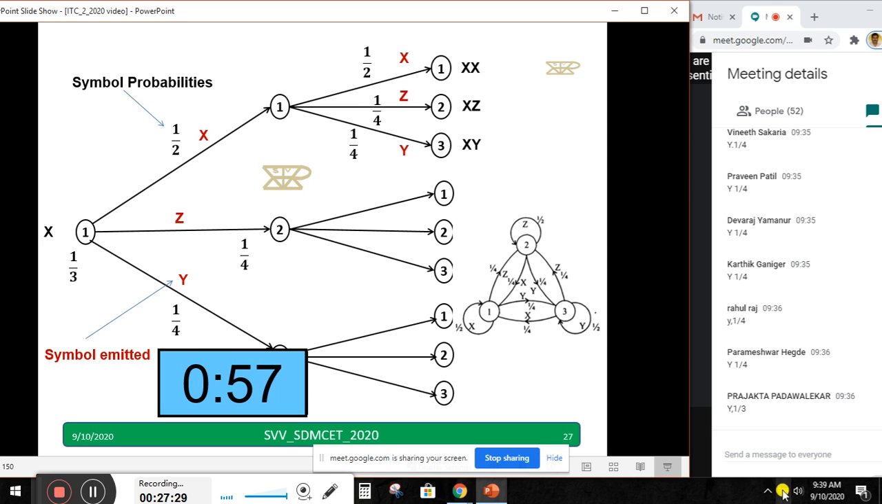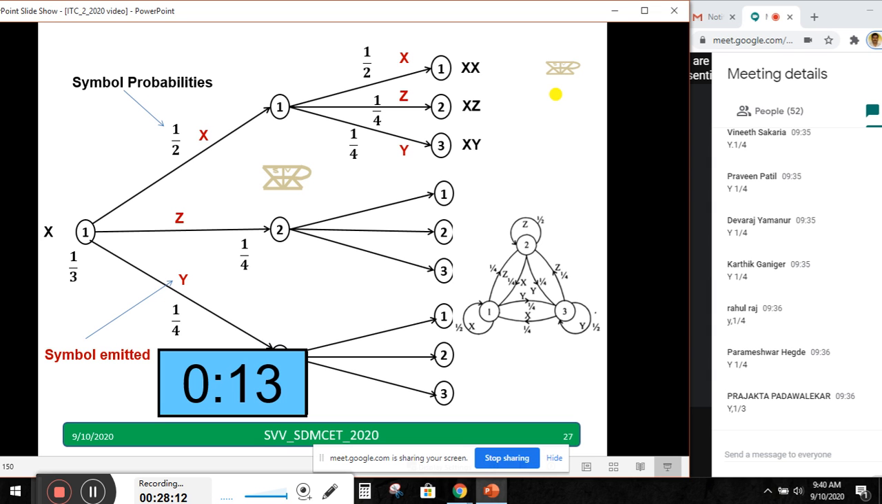If somebody has already completed, I want those students to try to calculate the probability of occurrence of XX using this tree diagram. What to do? Simply add these probabilities, the same thing you had done previously, but now using a tree diagram. If they do not mention the tree diagram, you can do it directly. If they mention the tree diagram, you have to write the tree diagram. Hope all of you have completed. Anyway, this will be visible to you in the next slide also.